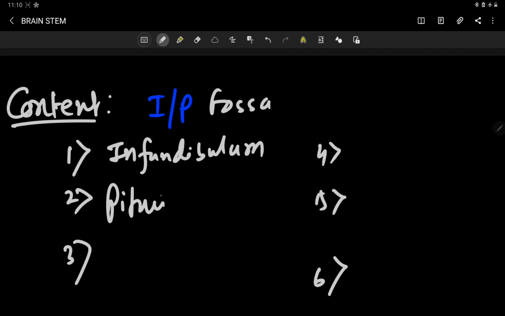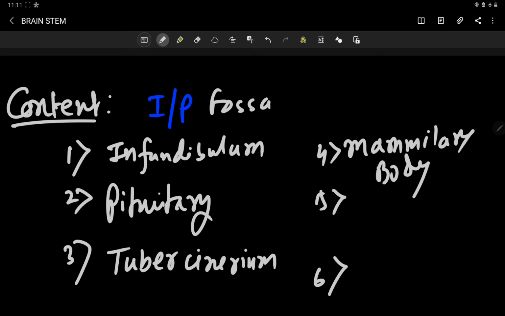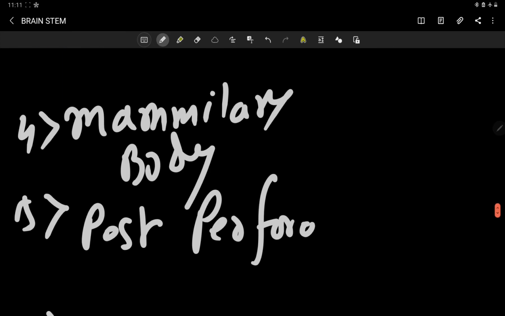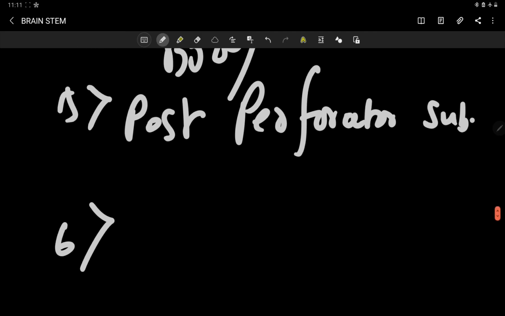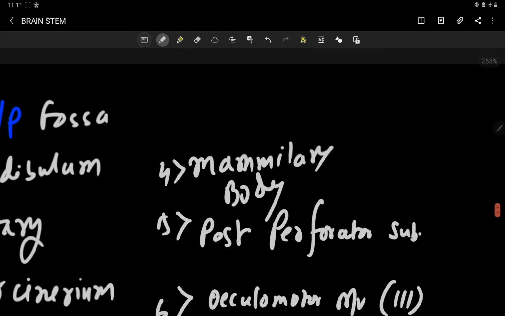2 is pituitary. 3, you can see, is tuber cinereum. 4, mammillary body. 5, posterior perforated substance. Last one, 6, oculomotor nerve, third cranial nerve.